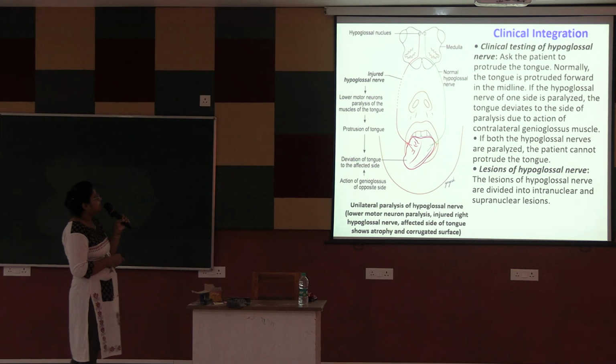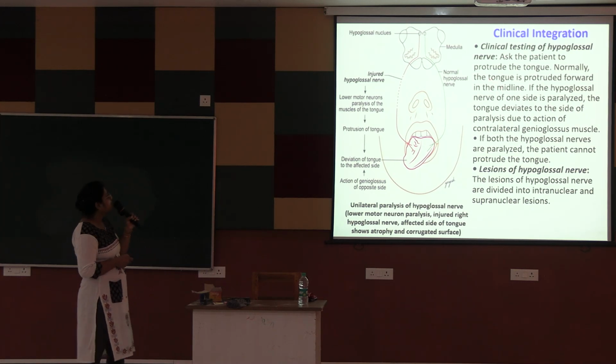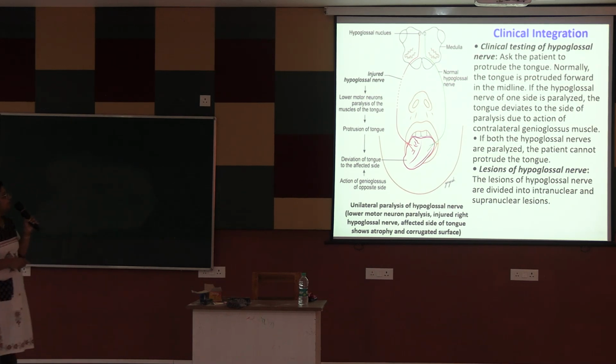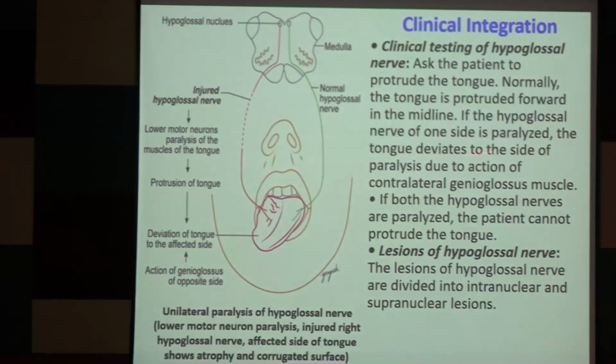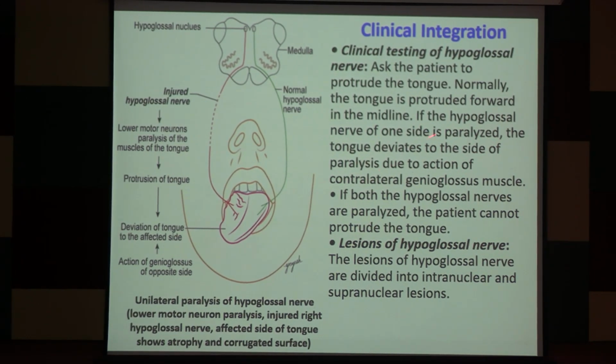Next is clinical aspects of the hypoglossal nerve. This is very important. Come in your exam: explain why. How will you test the hypoglossal nerve? Ask the patient to protrude the tongue. Normally, the tongue is protruded forward in the midline. And if the hypoglossal nerve of one side is paralyzed, the tongue deviates to the side of paralysis due to action of the contralateral genioglossus muscle. And if both the hypoglossal nerves are paralyzed, the patient cannot protrude the tongue. So this will be the effect of paralysis of the hypoglossal nerve on one side.